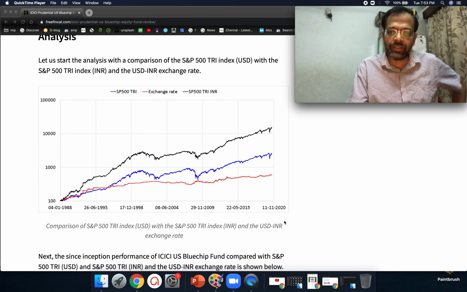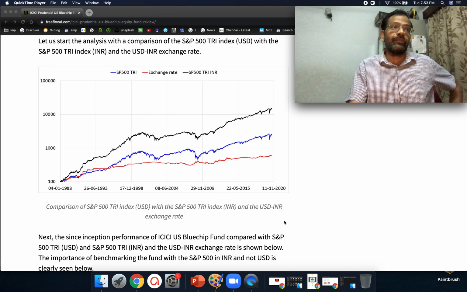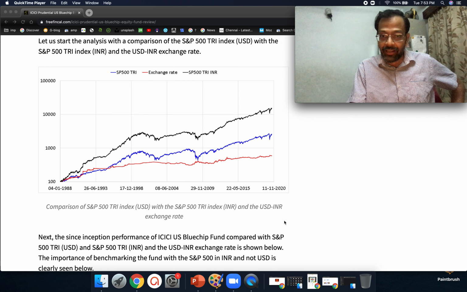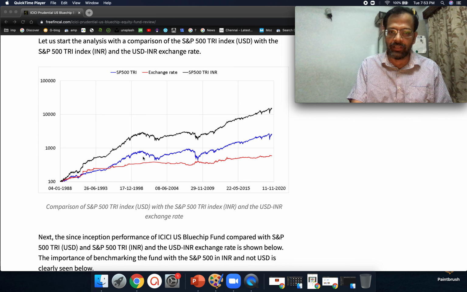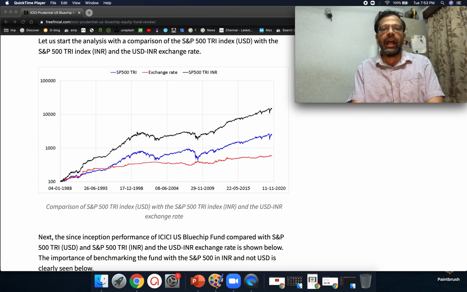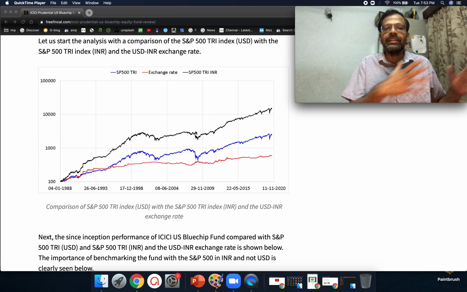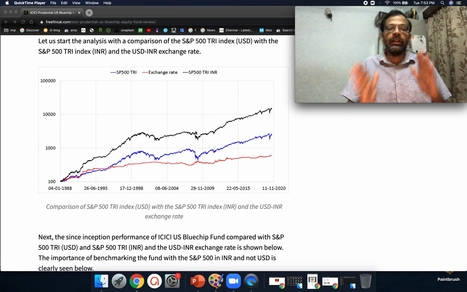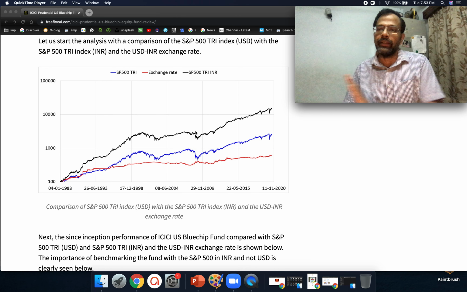So to first understand the difference between S&P 500 total returns and S&P 500 TRI in INR, you have to introduce the exchange rate, and the red line here is the exchange rate. The blue is the USD, that's the price that you see every day. And if you introduce the exchange rate, the S&P 500 in Indian rupees is phenomenally higher. Of course, that's from inception. It's phenomenally higher from 4th January 1988.